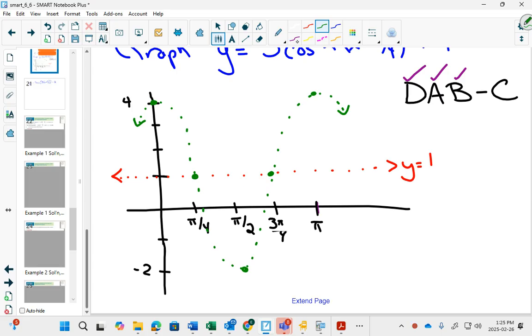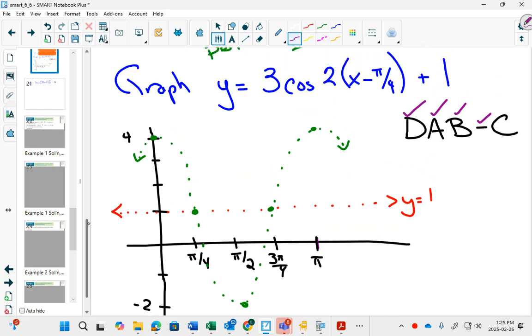And so the dash, I have to check off, that's what it means in DABC. The dash means something. We actually have to draw it with a dotted line. And then finally, we have minus pi over 4, which is a shift pi over 4 to the right. Notice pi over 4 is already labeled, which is really nice. So now we're going to take each of our points, and we're going to shift them 1 ticky mark, because that's pi over 4, to the right.